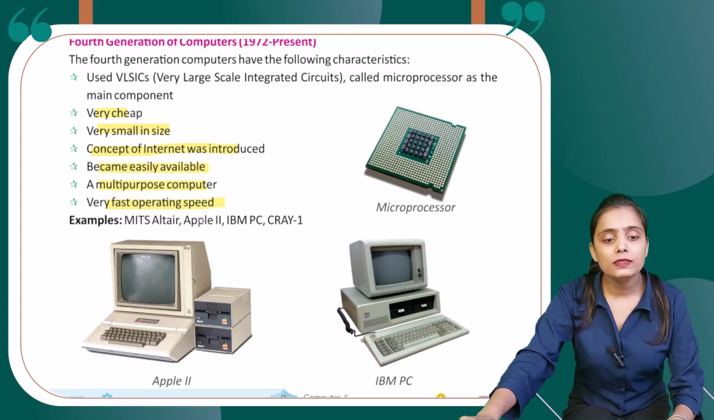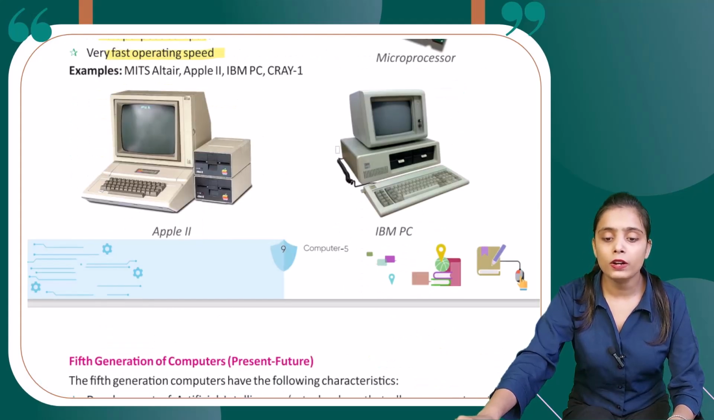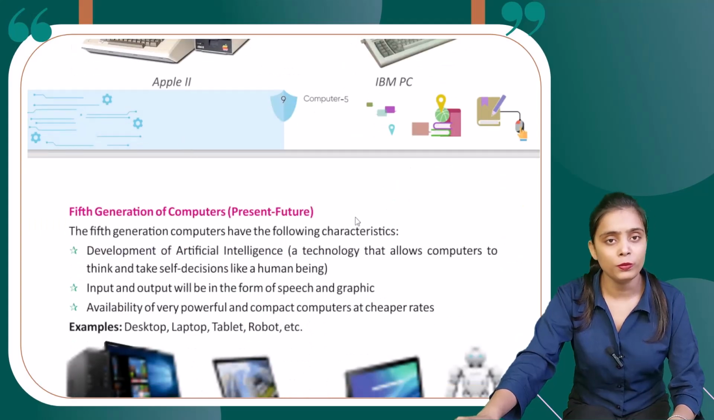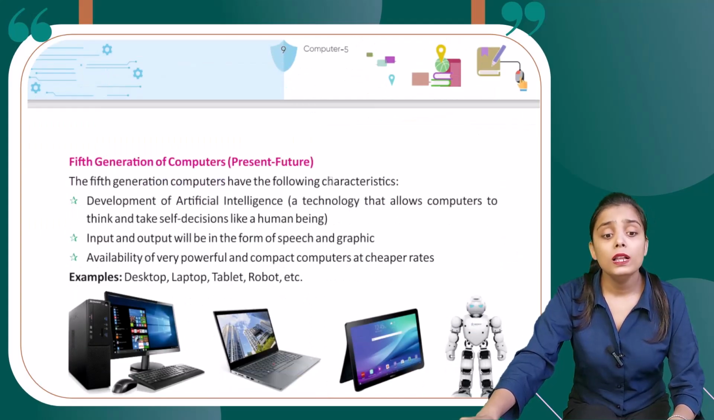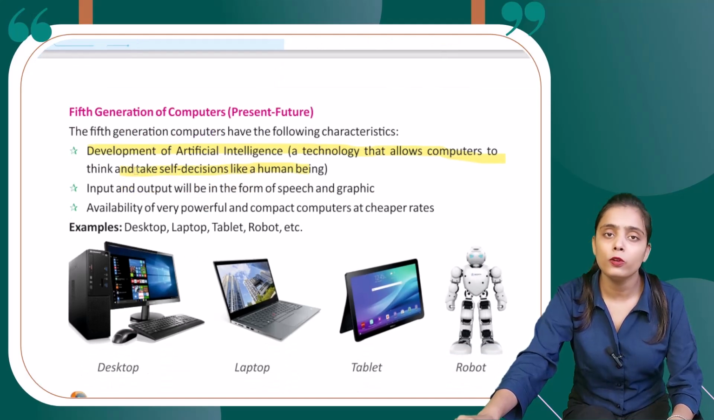Here you can see the example: Altair, Apple II, IBM PC, and Cray 1. Here you can see the picture of computers. Now let's see the fifth generation of computer, present to future. Okay, also future. Just remember it. The fifth generation computer have the following characteristic: development of AI, artificial intelligence, a technology that allows computer to think and take self decisions like a human being.